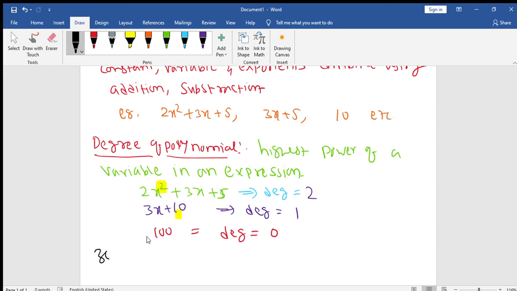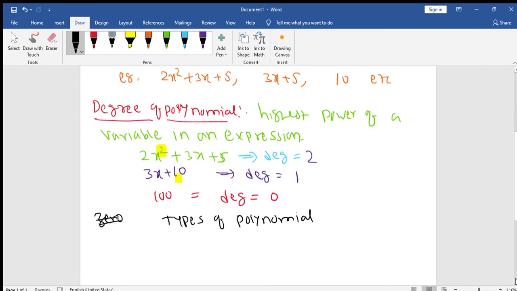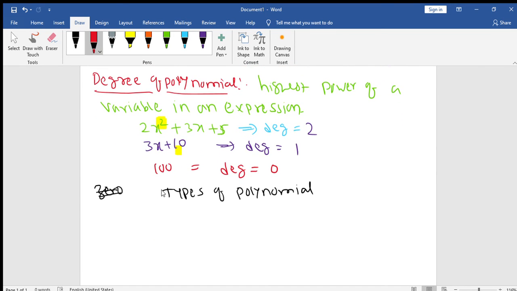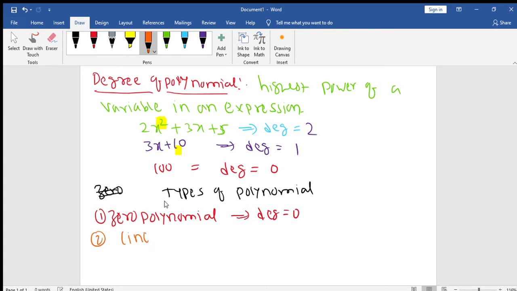Understood. So now we have various types of polynomial, types of polynomial based on degree. Like we have a zero polynomial. Why is it called zero polynomial? Because the degree is 0. It is also called a constant polynomial. Then we have a linear polynomial. Why is it called linear? The degree of this is 1.